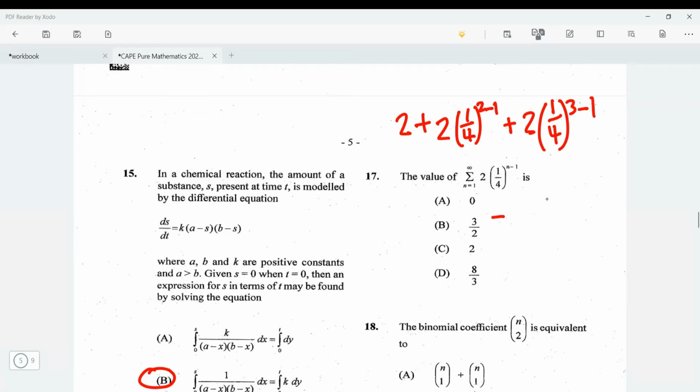So what I'm getting is 2 plus, this is now 2 minus 1 is 1, a quarter to the 1 is a quarter, 2 times a quarter is a half. Plus this part now, 3 minus 1 is 2, a quarter squared is 1 over 16, 2 times 1 over 16 is 2 over 16, which is 1 over 8. So this also looks like a geometric progression. Now, just to confirm that it's a geometric progression, we know all geometric progressions have a common ratio.